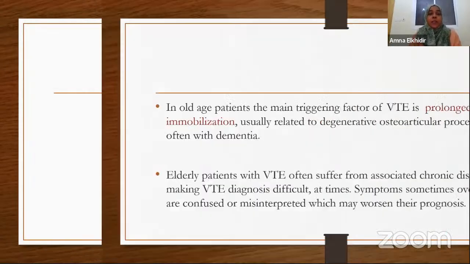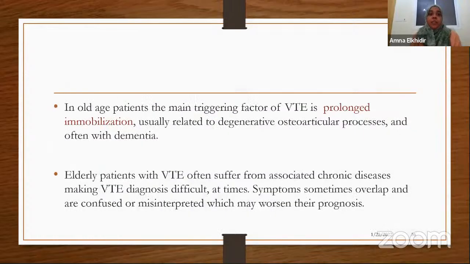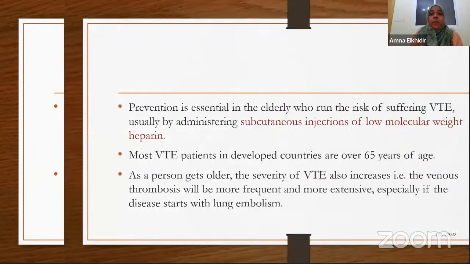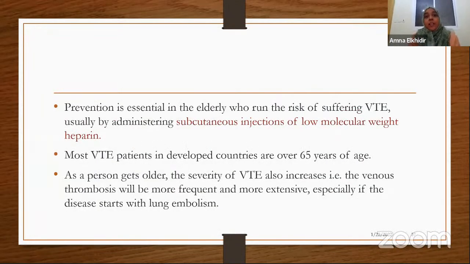Okay. Venous thromboembolism. In elderly patients, the main triggering factor is prolonged immobilization, because people have osteoarthritic changes and dementia. And usually they have other chronic diseases, making the venous thromboembolism diagnosis difficult, as symptoms may overlap and be confused or misinterpreted by patients. So prevention is essential in the elderly who run the risk of suffering embolism, usually by subcutaneous injection of low molecular weight heparin.